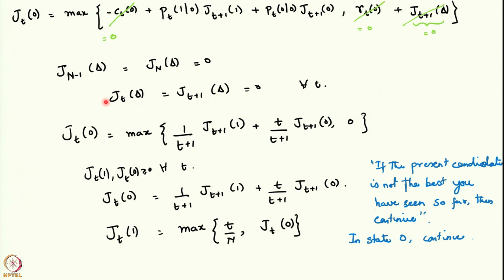Now, one of the other things we were able to conclude was that if you are in state 0, that means if the present candidate is not the best you have seen so far, then it is optimal to continue. That means you continue to search, because if the present candidate is not the best so far, then there is still some chance that you will get a better candidate. So, you can continue to interview further candidates. So, in state 0, the optimal thing to do is to continue.